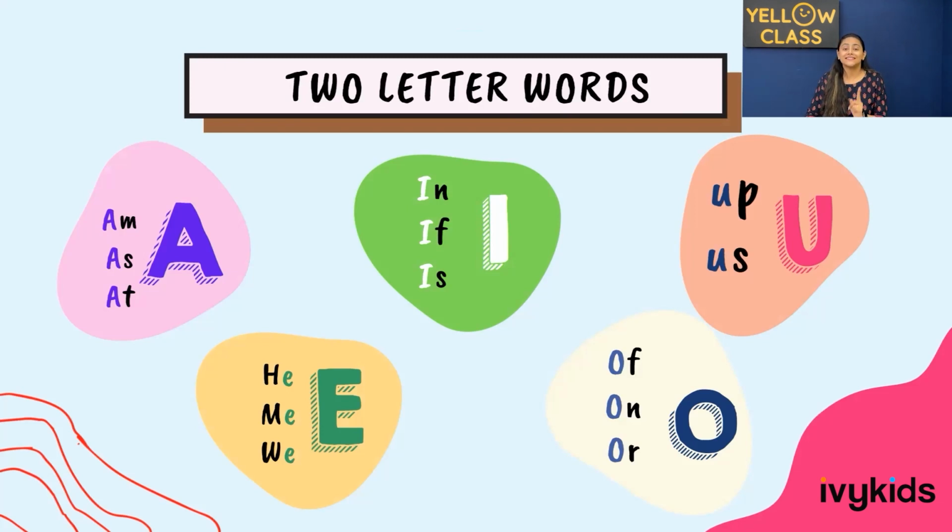So talking about letter A. With A, I can make the words am, as, at. Similarly, with letter E, keeping E at the end, I can make words like he, me, we. Now moving to I. With letter I, I can make words like in, if, is. With letter O, I can make words like of, on, or. With letter U, we can make words like up.